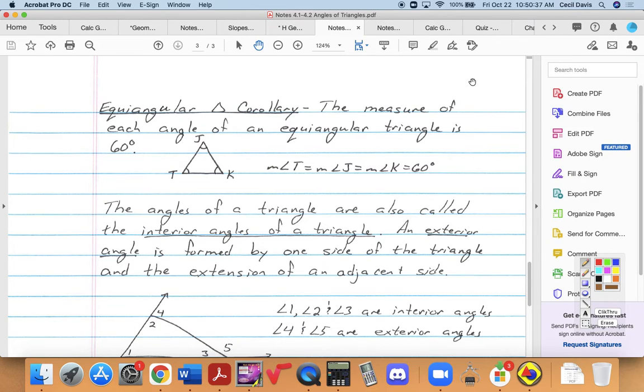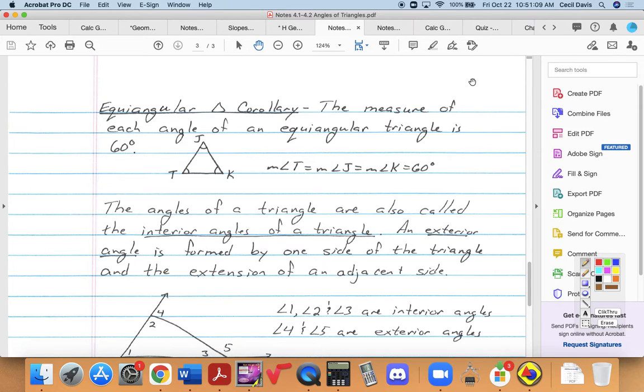Okay, so picking up on the notes where we stopped yesterday. Another corollary that we have is called the equiangular triangle corollary. This one's pretty simple. An equiangular triangle, all the angles are the same measure, right? What do the angles add up to? 180. How many angles are there? Three. How many times does 3 go into 180? 60. All the angles have got to be 60.